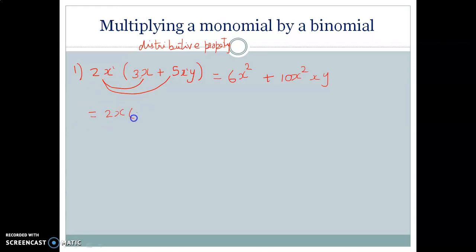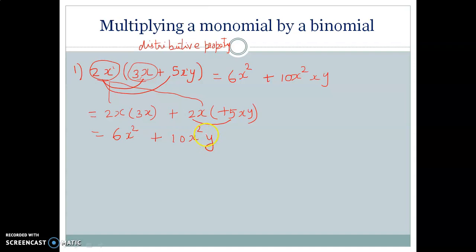2x, 3x. I have written once. Then put plus sign. Again in the bracket write 2x into plus 5xy. See, this has been repeated twice. Once here and another once here. One with 3x and another with 5xy. Then you have to multiply. You know to do multiplication with monomial. So it is easy now. 6x squared plus 2 5s are 10x squared y. Is it clear, my dear children?